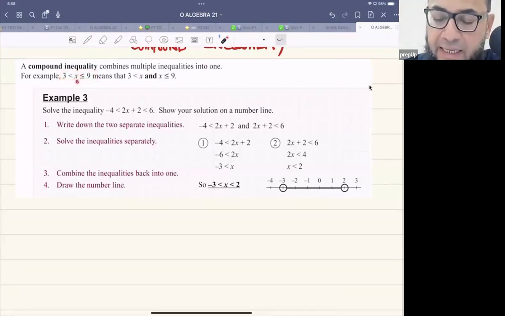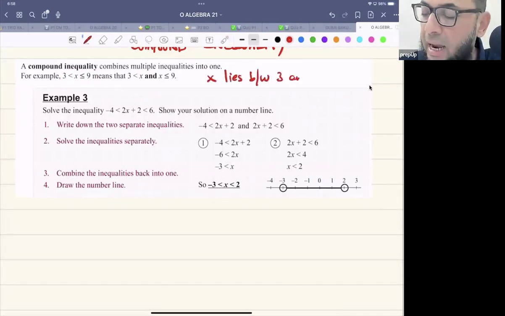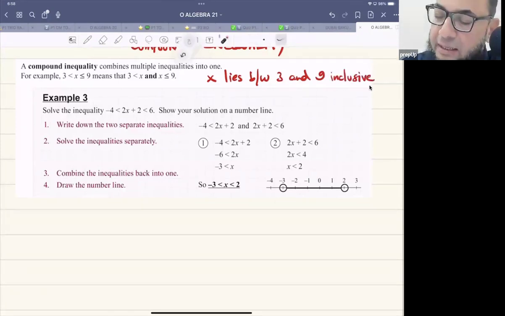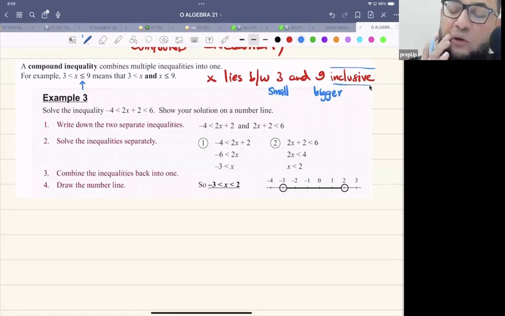For example, x is greater than 3. This is how you read it. A lot of people have difficulty in pronouncing it. x lies between 3 and 9 inclusive. Do you get the idea? How will we read it? We are writing x lies between. It lies between 3, it lies between 9. Between 3 and 9, that means it's greater than a smaller number and lesser than a bigger number. But since this is lesser than or equal to, that is why we write inclusive.